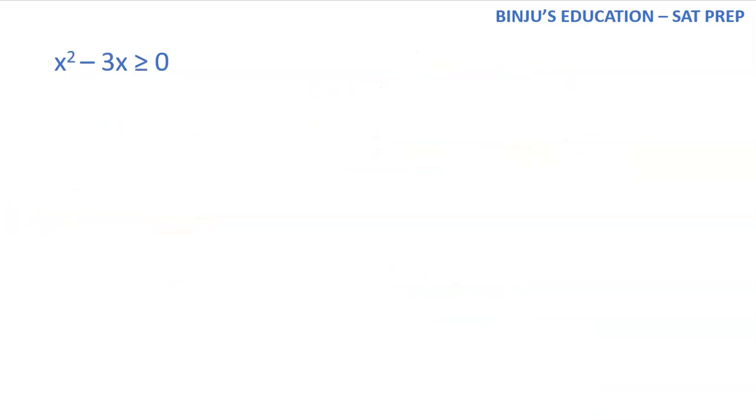I have x square minus 3x. In this case, I have greater than or equal to 0. Okay, so let's see how we can solve this one. So I'm going to have x into x minus 3 greater than or equal to 0. Okay, so this is like a into b greater than or equal to 0.